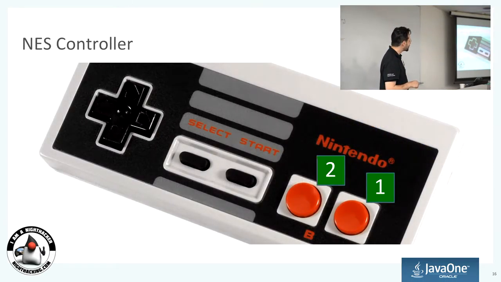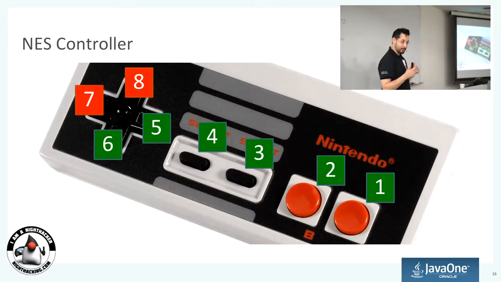Normally people get confused with the D-pad because they think it's one button, but it's actually four buttons: one for up, one for down, one for left, and one for right.